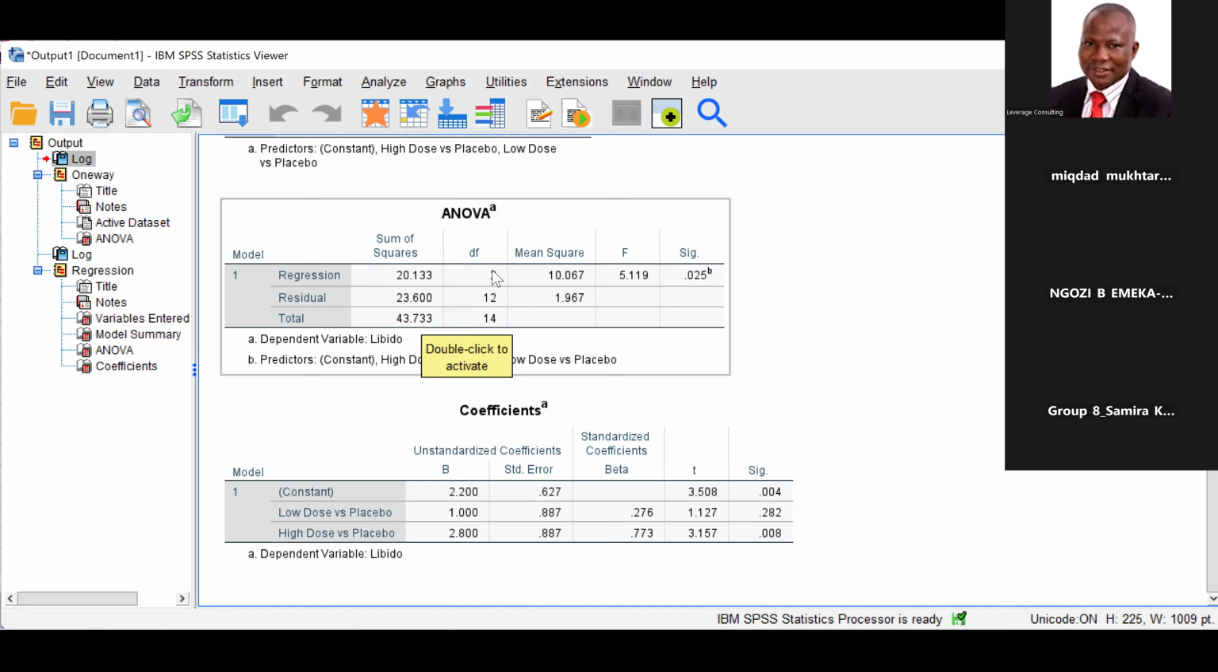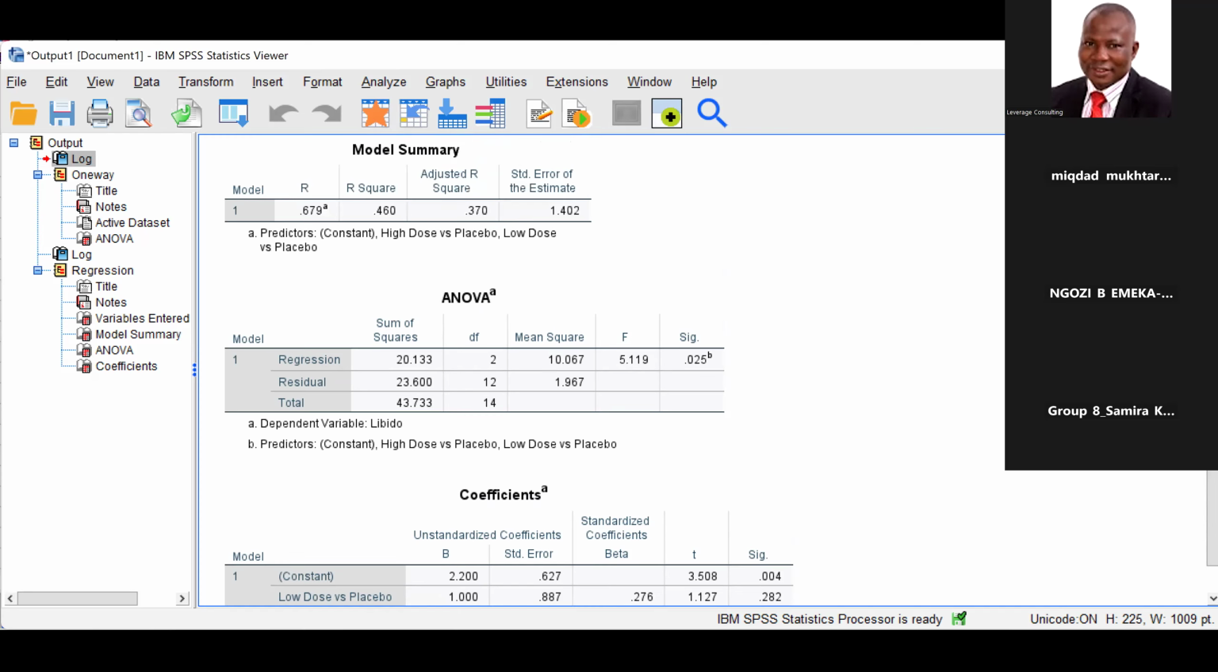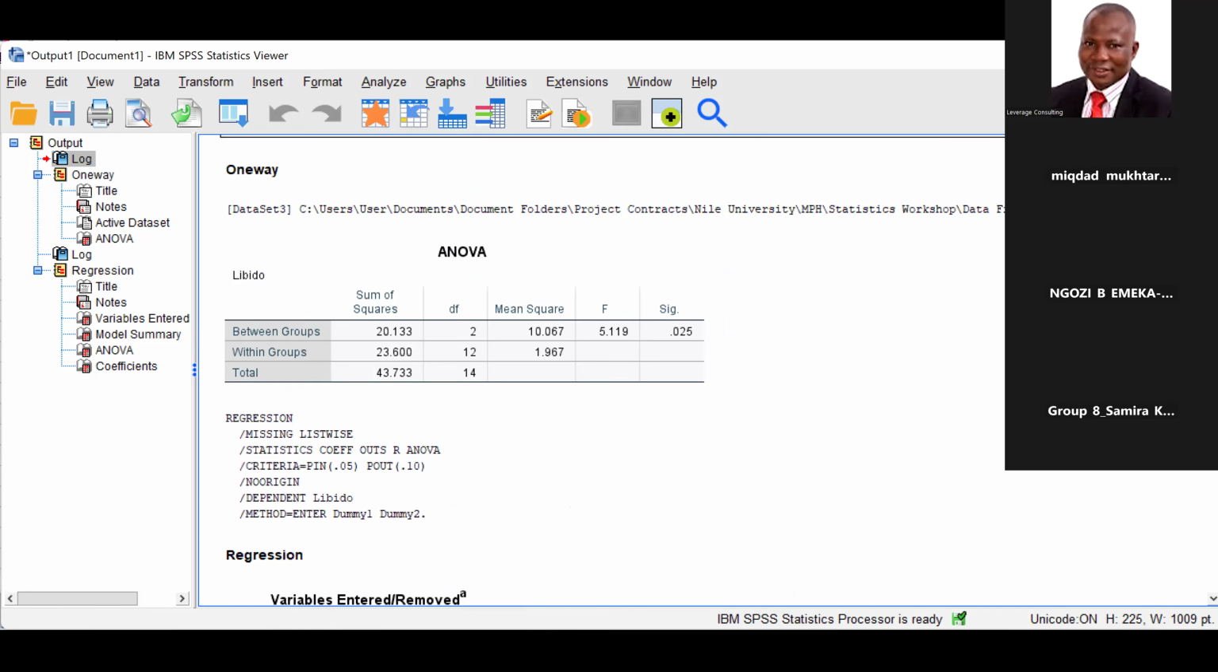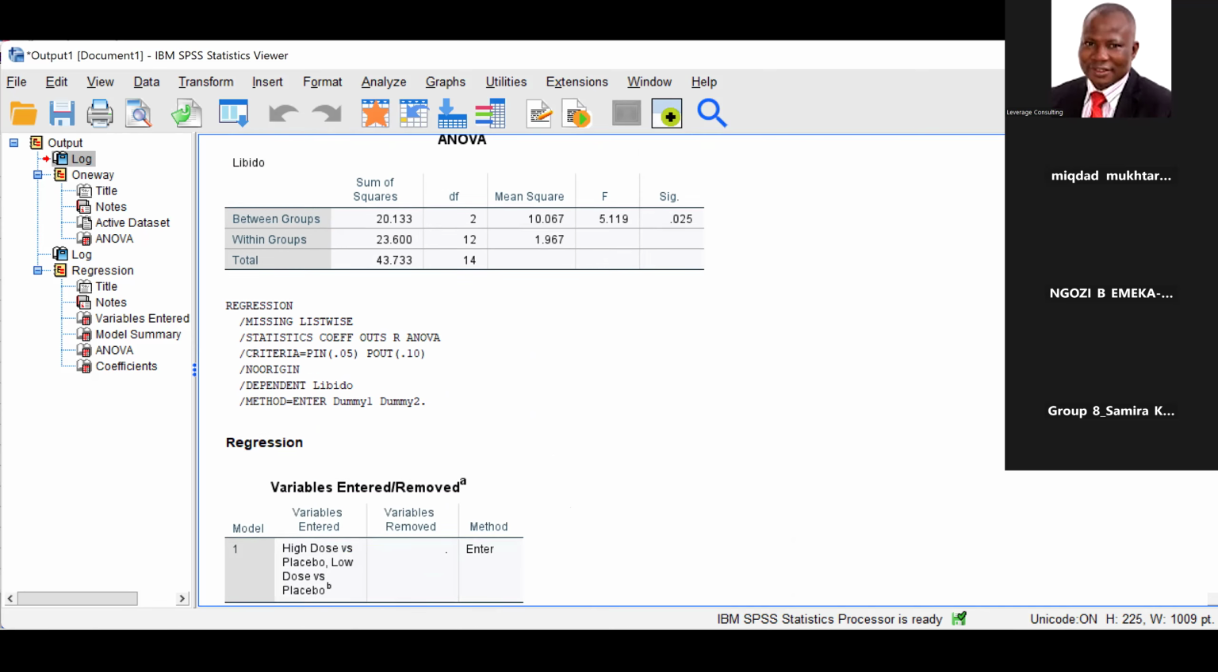If you look at it, the degree of freedom is the same. Look at the mean square. Can you see? Look at F test. F is 5.119. Its p-value is 0.025. It's the same thing with what you have in that ANOVA. Look at it. Is it not the same thing? Look at F, 5.119. P-value is 0.025. So that's why ANOVA and regression are the same.